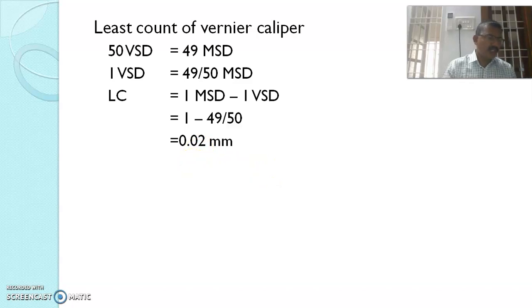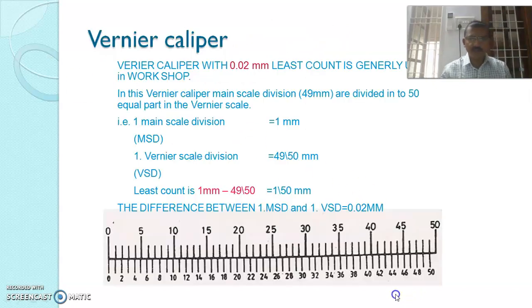In the vernier scale, if 50 vernier scale divisions are divided into 49 main scale divisions, it is called a forward vernier. If 50 vernier scale divisions are divided into 51 main scale divisions, that is called a backward vernier. A vernier caliper with 0.02 mm least count is generally used in workshops.